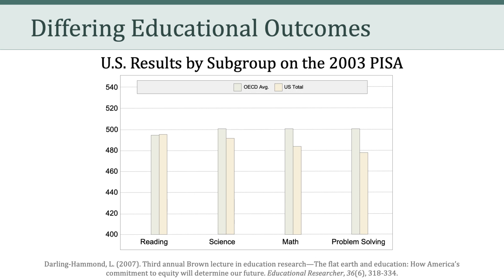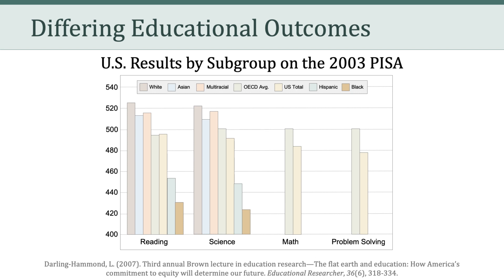But what's important when thinking about educational equity and equality is thinking about how different subgroups within the United States fare in these four domains: reading, science, math, and problem solving. So here we can see how whites, Asians, and multiracial subgroups perform in reading. Notice that it's higher than the OECD average as well as the US total. Here we see how Hispanics and blacks perform on reading. We see a similar pattern in science as we do with math and as we do with problem solving.